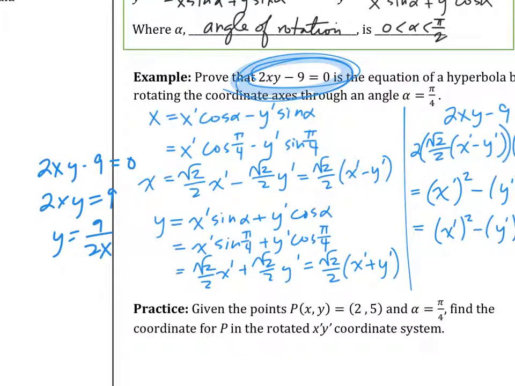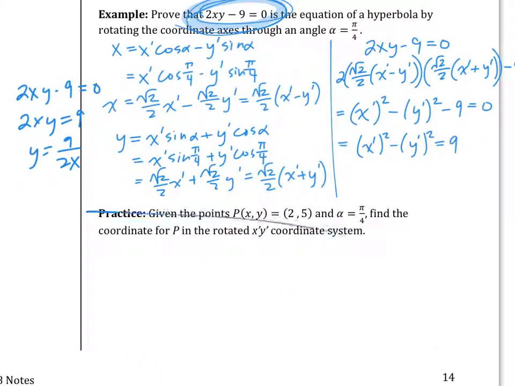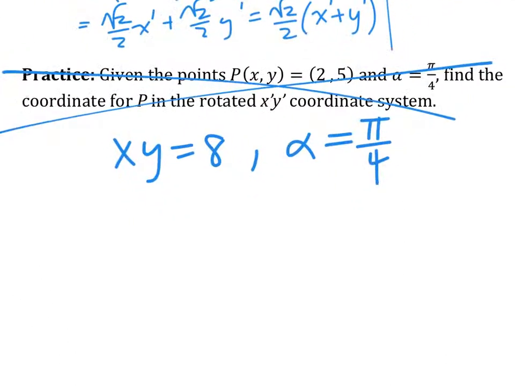Alrighty. Let us try another one. Let's try xy equals 8. Angle of rotation is also pi over 4. So you have to show that this is a hyperbola. All right. The answer is x prime squared minus y prime squared equals 16, or in some form similar to that.